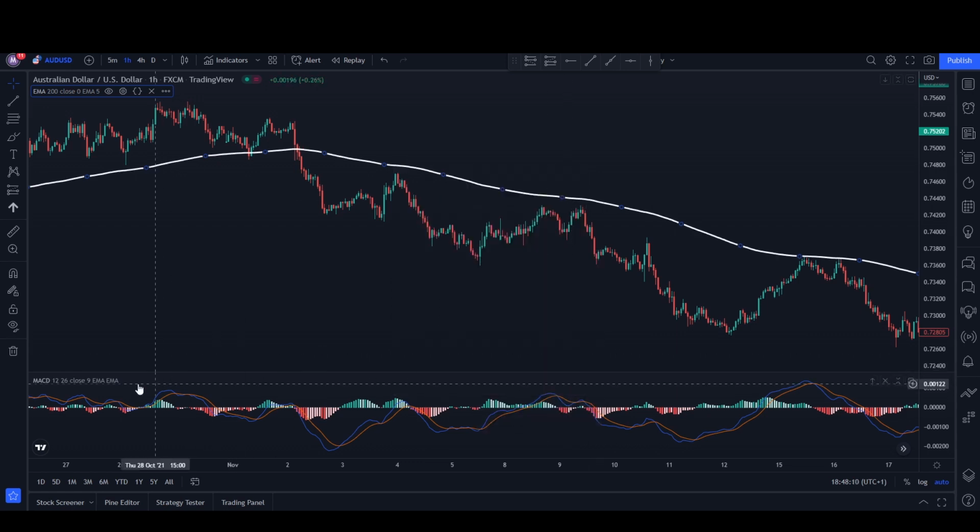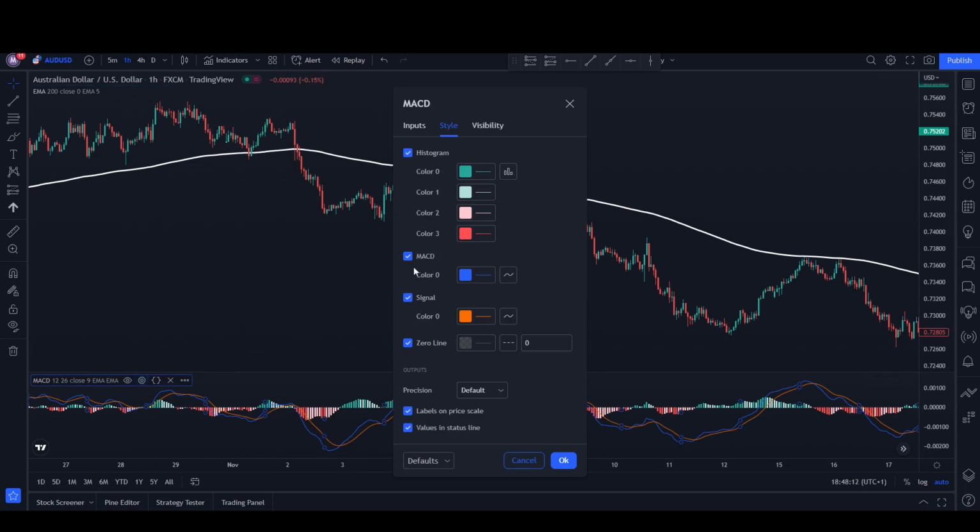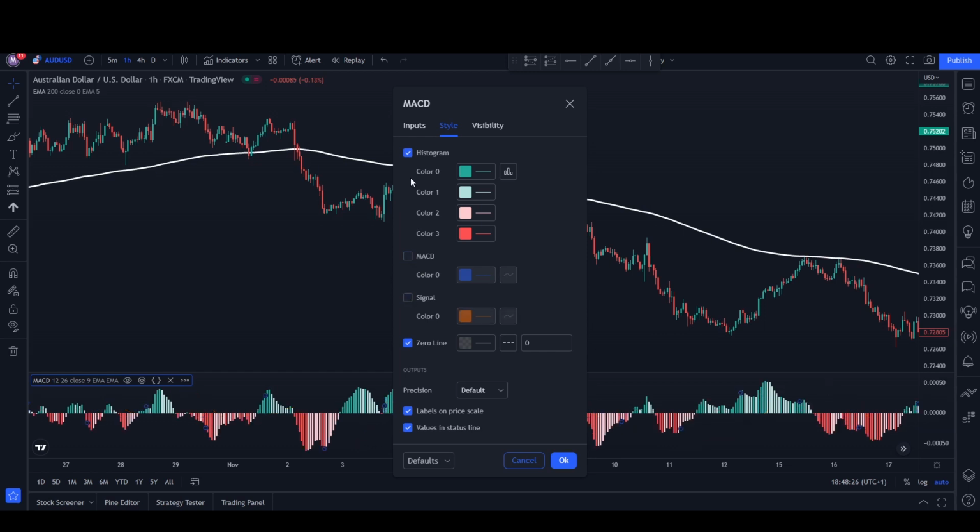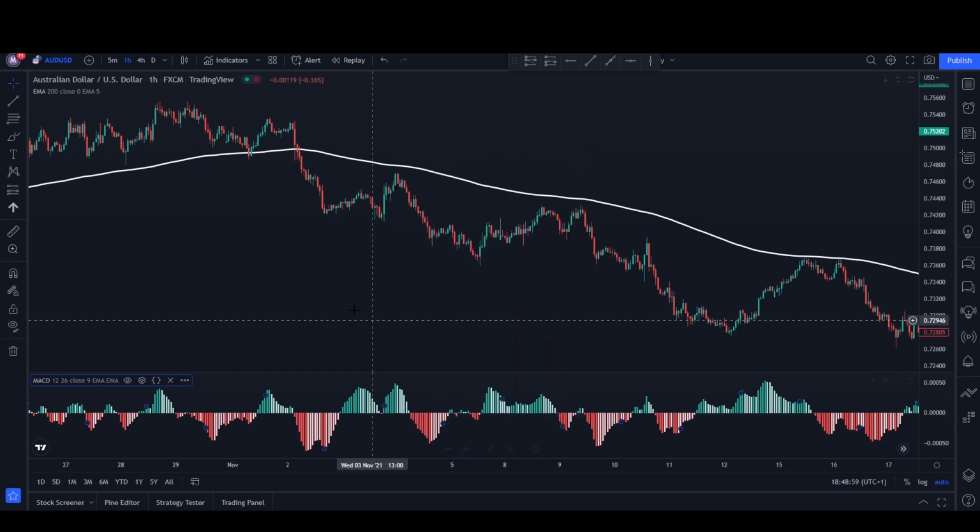And then the settings for the MACD will remain by default. However, in this case, we will disable the MACD and the signal lines to just keep the MACD histogram, simply because in this case, when the MACD histogram turns green, it just means that the MACD line has crossed the signal line in a bullish move. So we'll click OK right here.